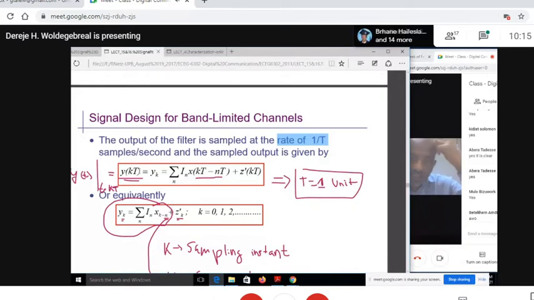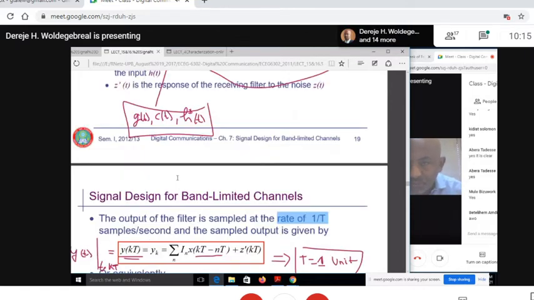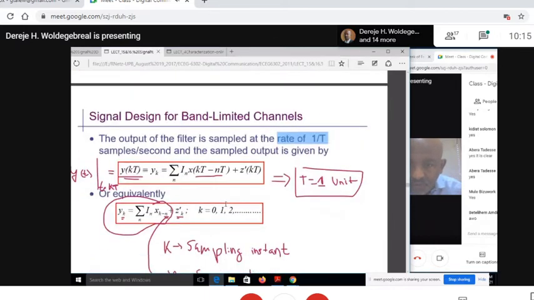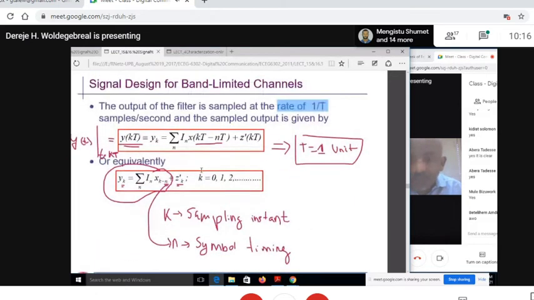Every symbol interval, and then if we take a sample, let's say y of k, we are sampling this equation. So I of n would remain the same, and then you have x of, instead of t small t, we replace it by k capital T minus n of t, plus you have a sampled noise. Now, let's simplify. Let's assume that the symbol interval is one unit.